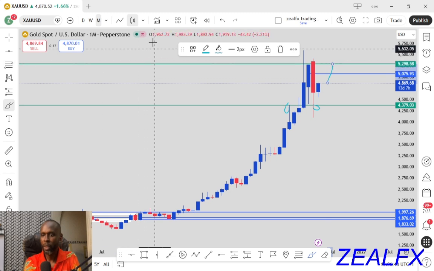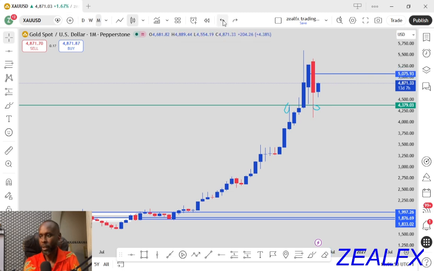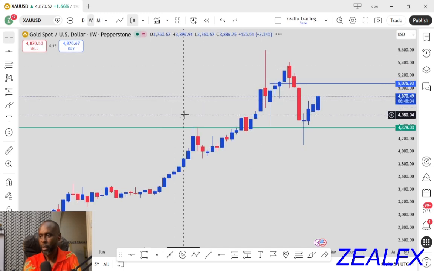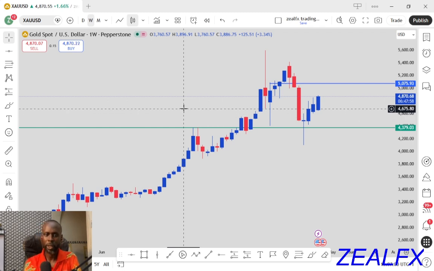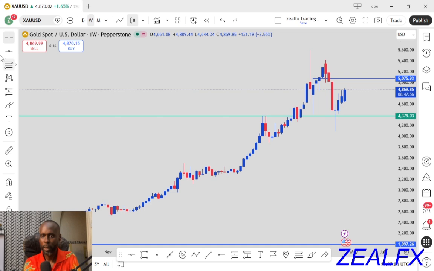Let's go to the weekly time frame on the gold USD. On my weekly time frame, we can clearly see gold USD. Let's start with the trend of the market on the weekly time frame.